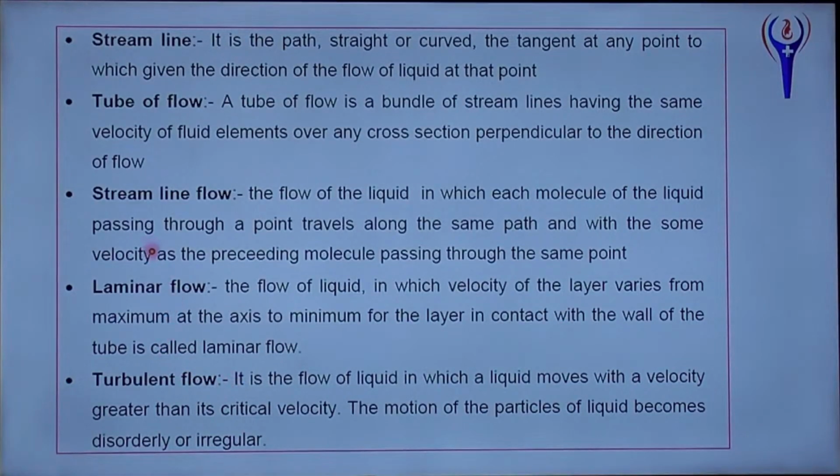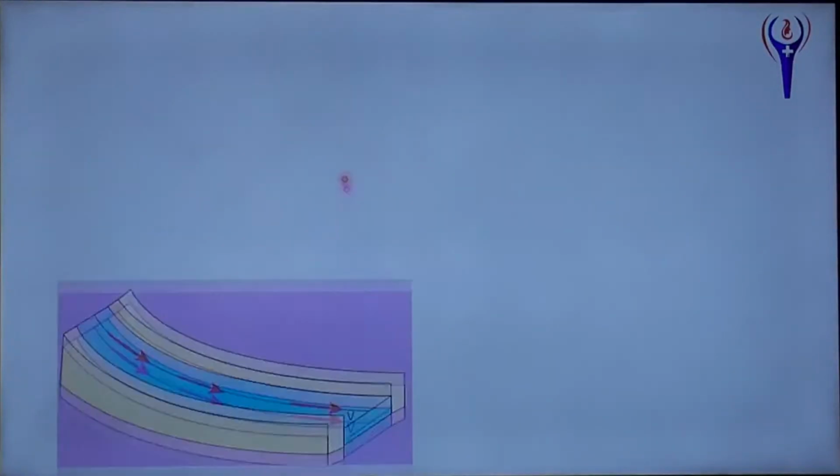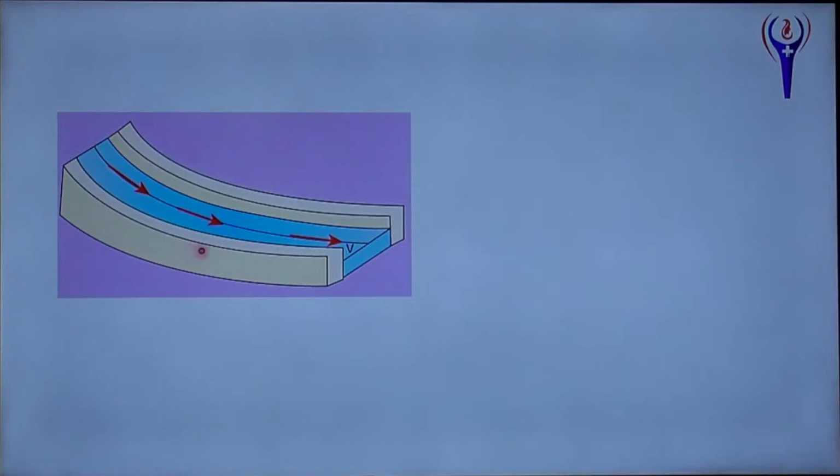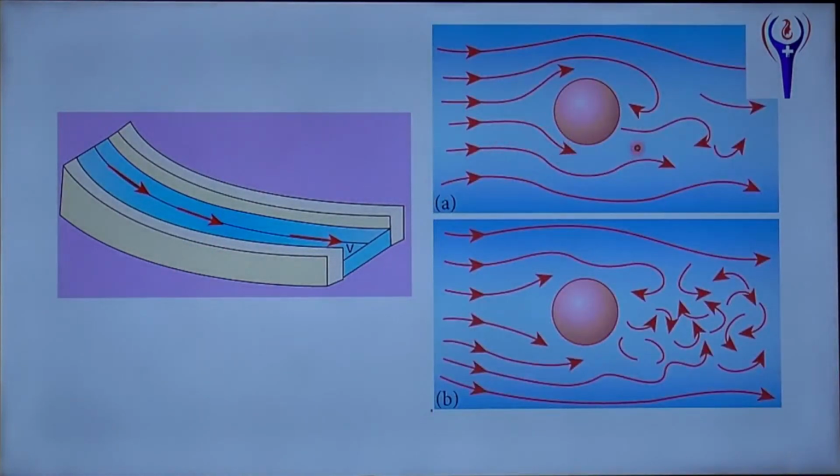And flow is basically of two types: streamline flow and turbulent flow. Turbulent flow is the flow of liquid in which the liquid moves with a velocity greater than its critical velocity. The motion of particles of liquid becomes disorderly or irregular. And this is for streamline flow, and this is a turbulent flow. Its velocity will be different at each point.